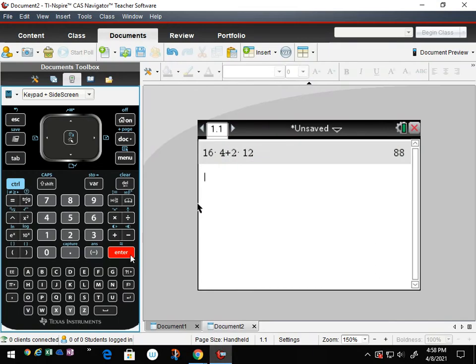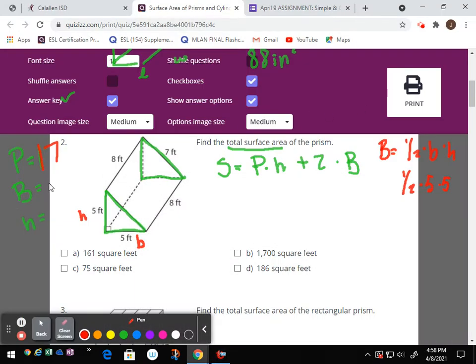All right, so let's go see what that is. Control divide, 1/2 times 5 times 5. We get 12.5. Okay, so big B is equal to 12.5.